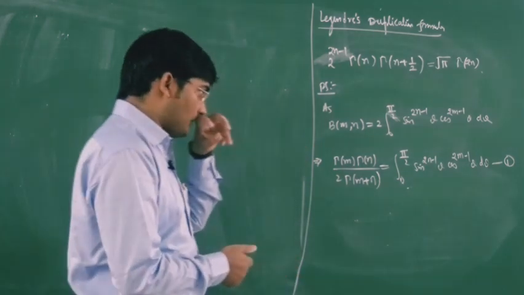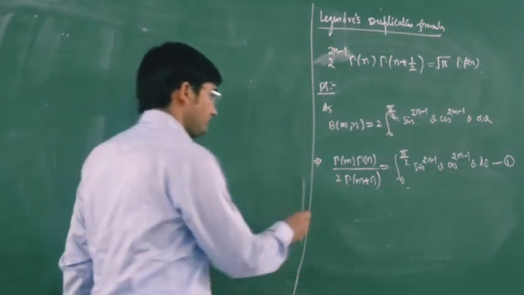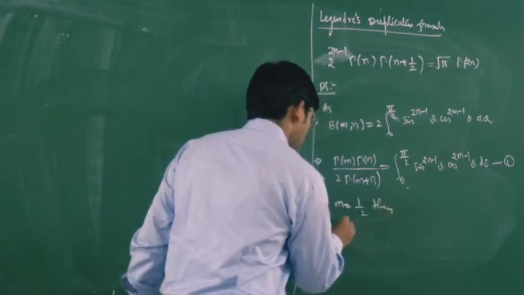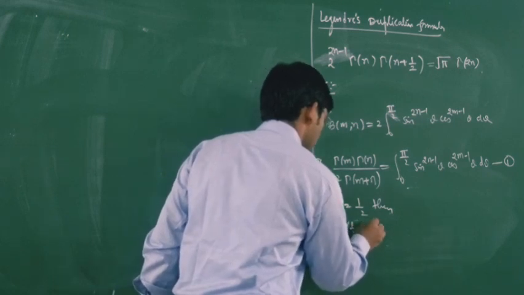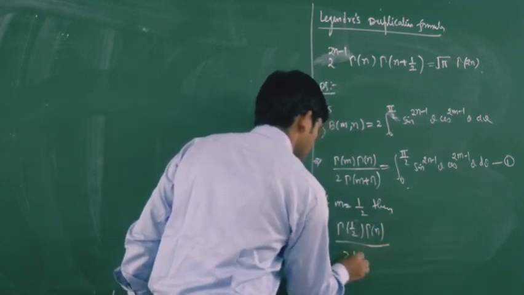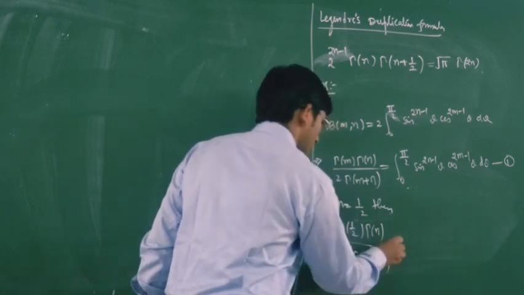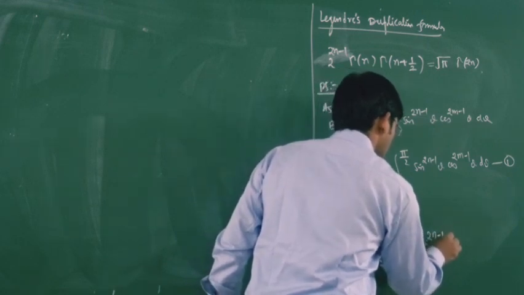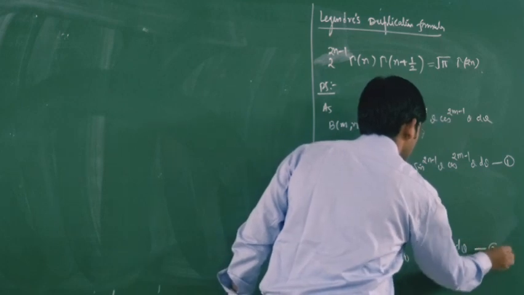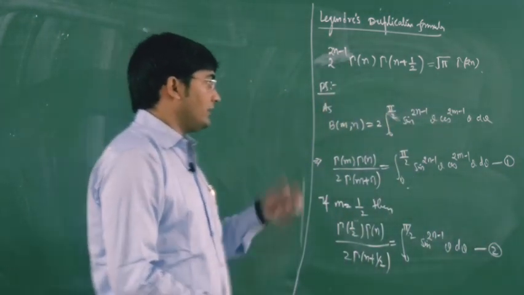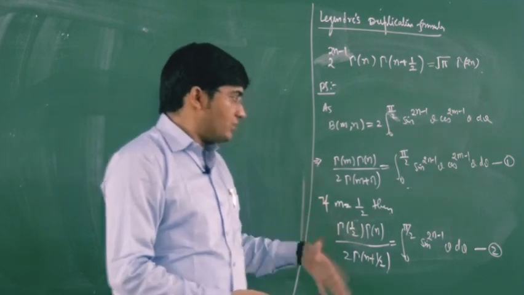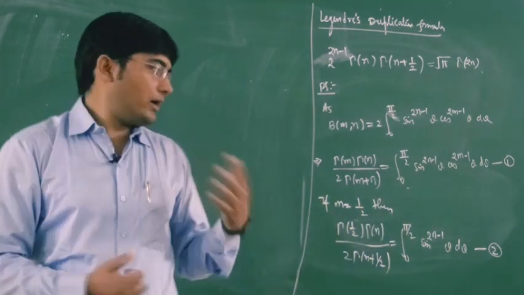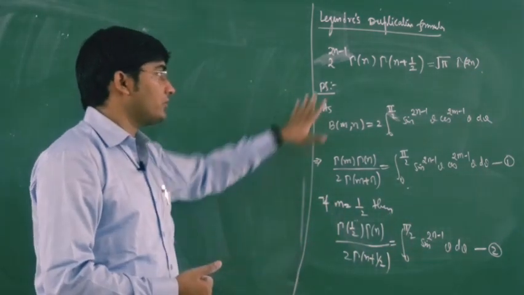So let us put m equal to half, then we will put m equal to n. If m equal to half, then in the left hand side we will have gamma half into gamma n divided by 2 times gamma n plus half. Now in the right hand side we have integral 0 to pi by 2 sine 2n minus 1 theta d theta. So this is integral number 2. Now let us put m equal to n, then we will try to make the right hand side equal to this integral. And then equating equation number 2 and equation number 3, we will get our result.